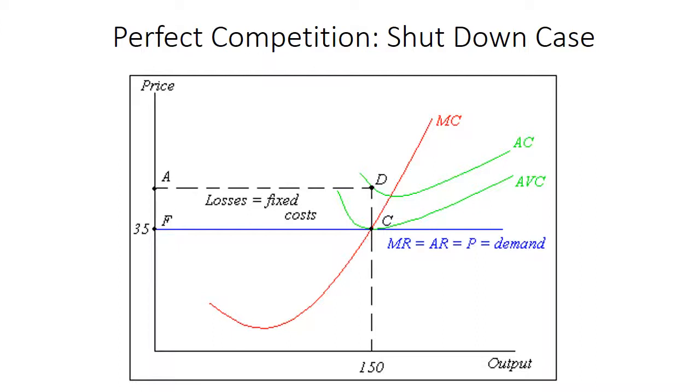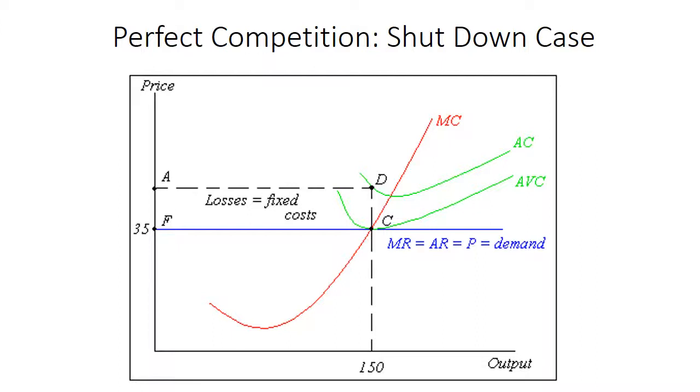It is only when the price falls below the average variable cost that the firm will find that its losses will exceed the fixed costs and it will make sense to shut down completely. In the diagram here, marginal revenue equals marginal cost at a price of $35. At a price of $35, the losses are equal to the fixed costs for the firm.